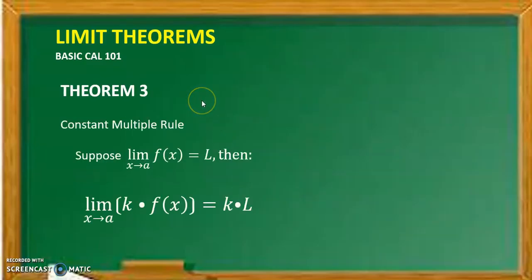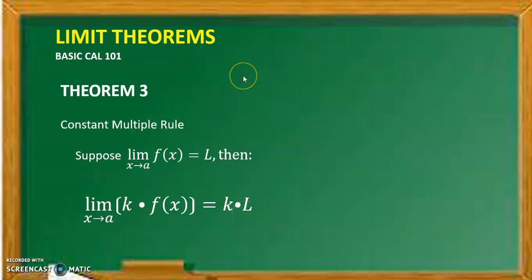Limit theorem number 3, yung constant multiple rule. So, ibig sabihin, suppose the limit of the function f of x when x approaches a is equal to L, then the limit of k times f of x, that would be equal to k times the limit of the function when x approaches a, or simply k times L.